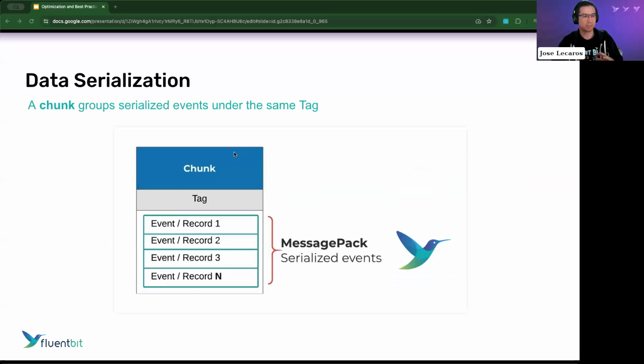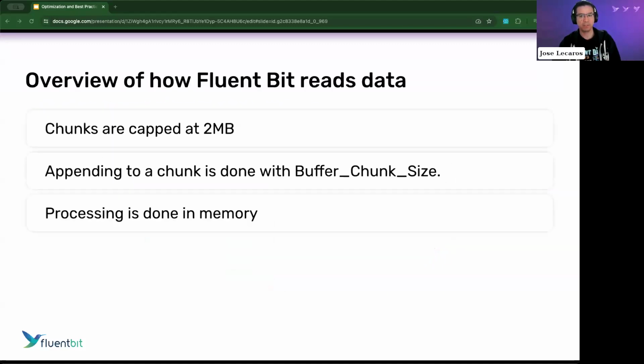The chunks are the groups of events serialized either to memory, if you're not using filesystem storage, or to the disk if you're using filesystem storage. So this is how Fluent Bit groups the log events, and how Fluent Bit reads the data. This is also important to know if you want to start tuning for your specific needs. These chunk files are capped at 2 megabytes.